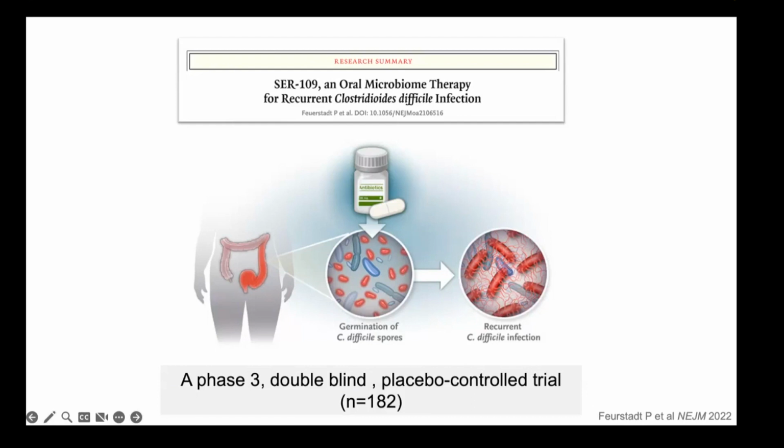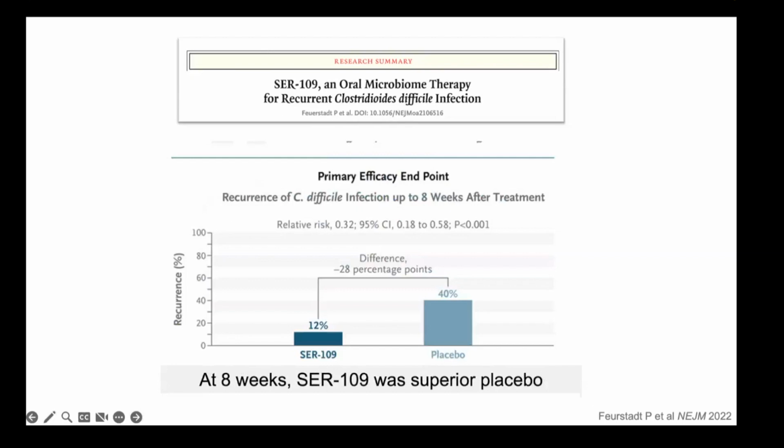And the hypothesis was that these Firmicutes spores would then limit C. diff spore germination, because they would compete for nutritional and metabolic requirements for the C. diff, and also through modulation of bile acid production. And you can see here at 8 weeks, the product, CER109, was superior to placebo. You can see there was a 12% recurrence versus 14% recurrence rate in this group.